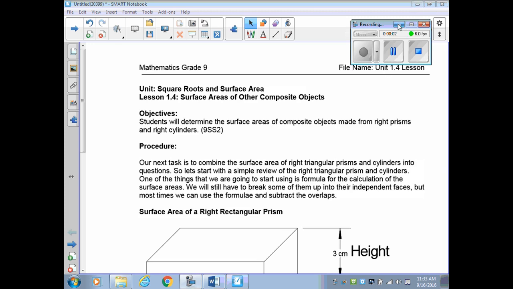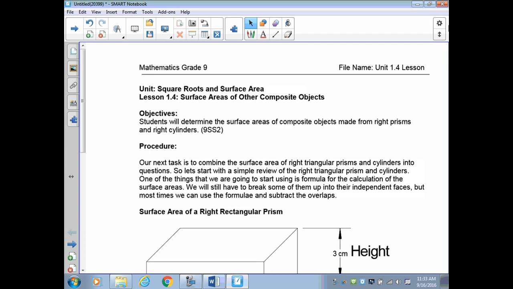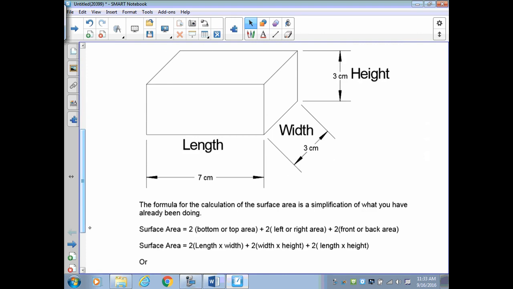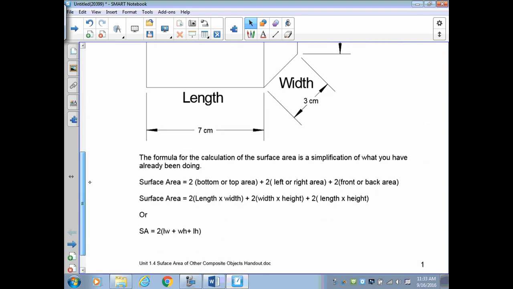All right, welcome to lesson 1.4. In lesson 1.4, we're going to add in the other types of polyhedrons or solid shapes that we can include on top of our rectangular prisms. So let's do a quick review of the stuff that we should know for now.